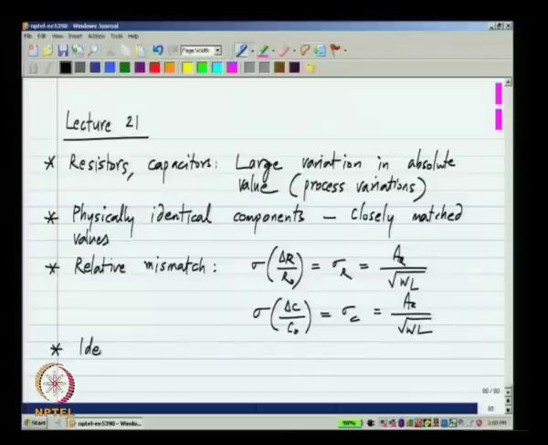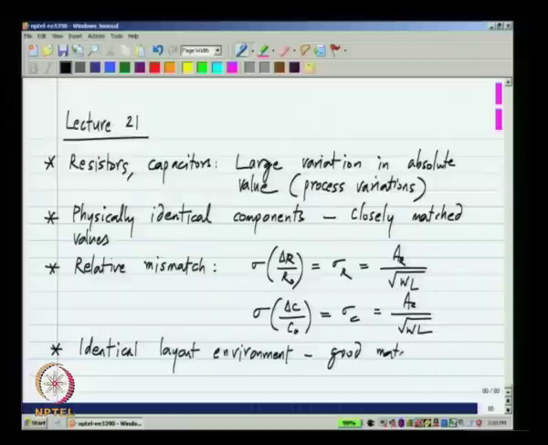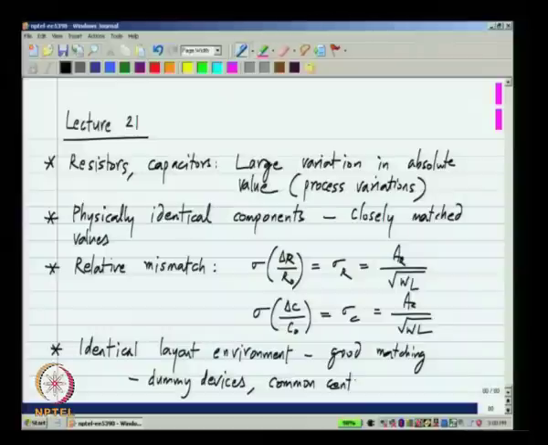Finally, we need to have identical layout environment for good matching. This means that you may have to use dummy devices, orient all the devices in the same way, and perhaps use even common centroid layout and so on. So, to get the very best matching, you need to do all of these things.